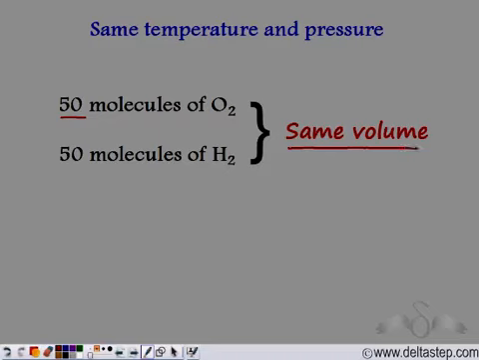So Avogadro states that equal volumes of all gases under the same temperature and pressure contain an equal number of molecules, and vice versa. If we have two gases containing the same number of molecules, this means that the two gases occupy the same volume.